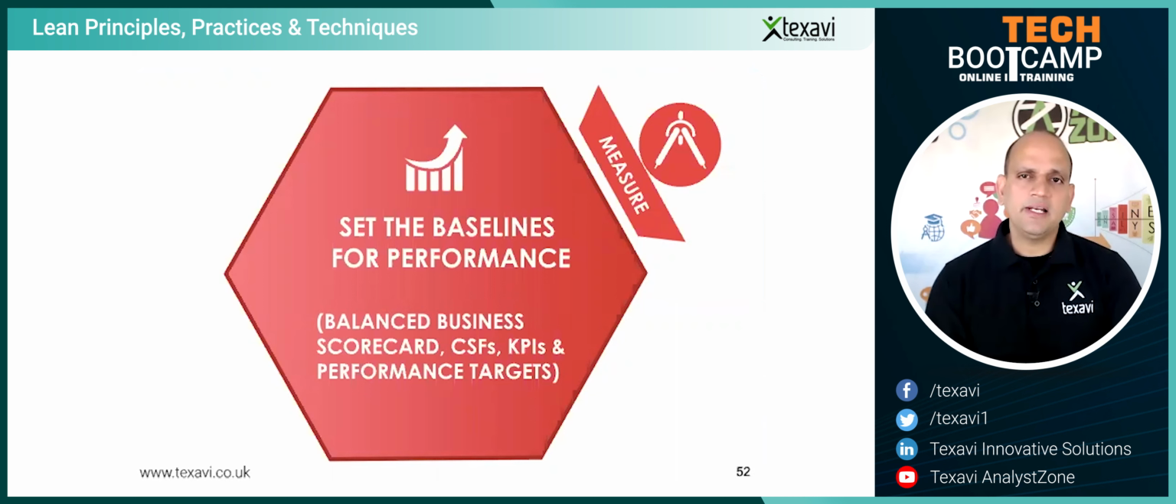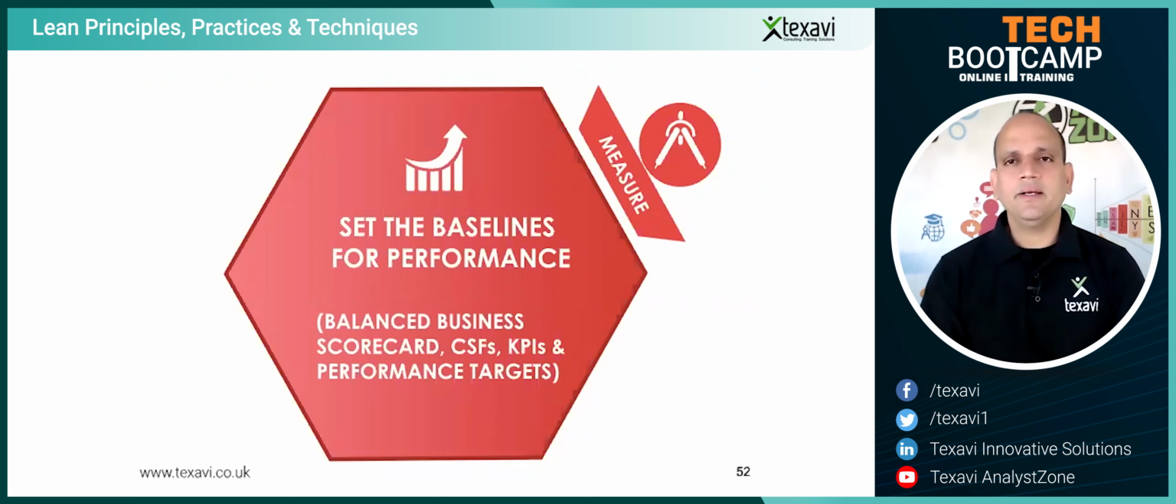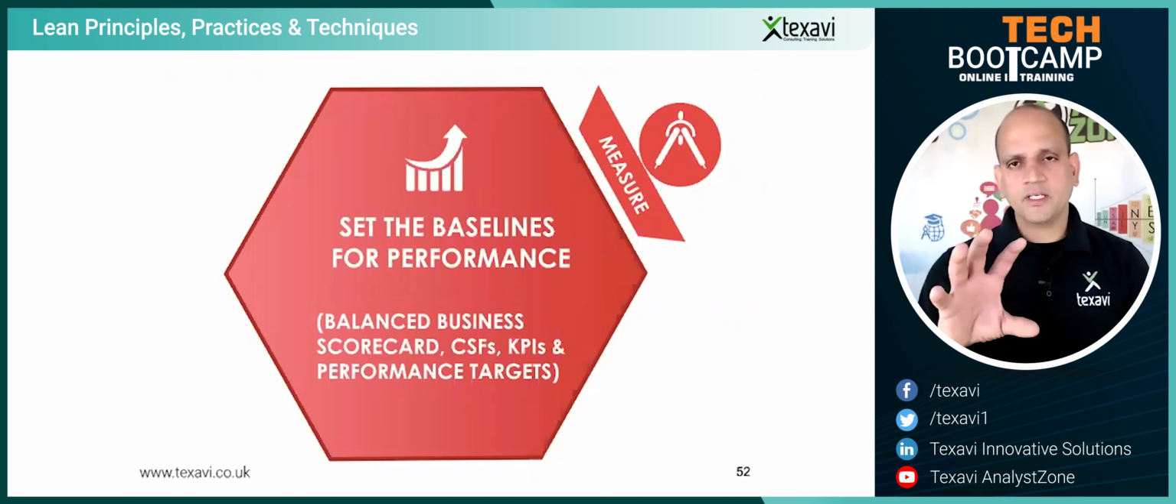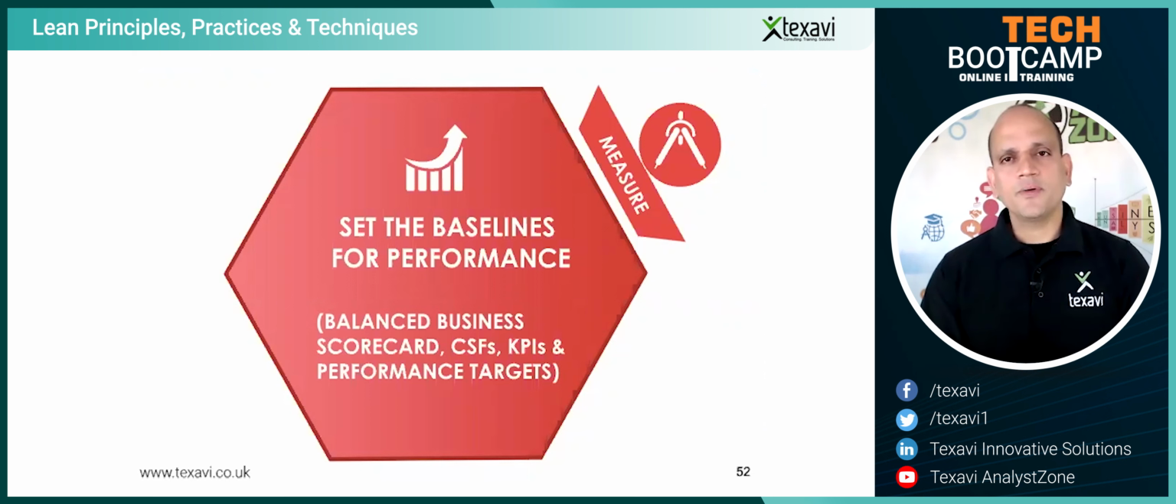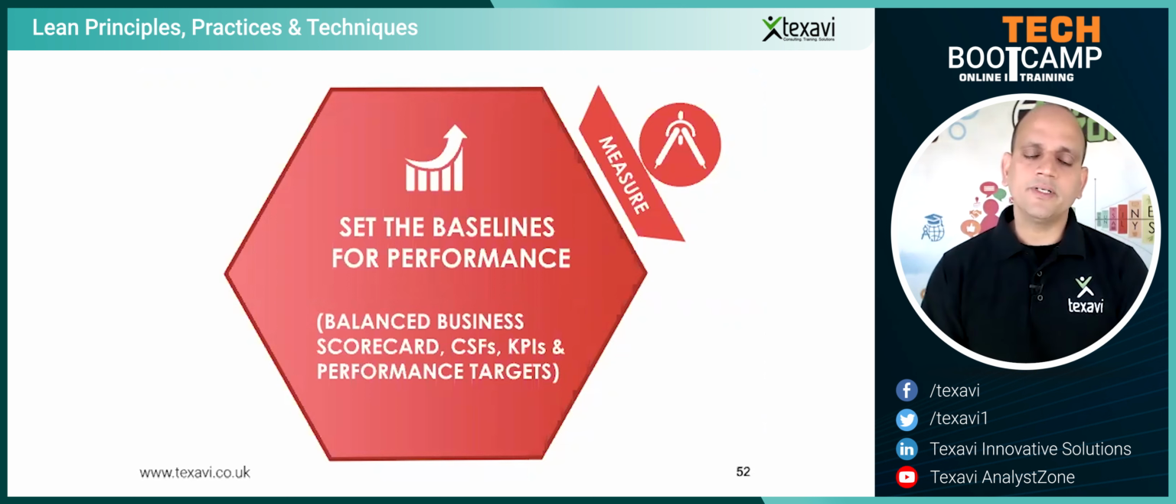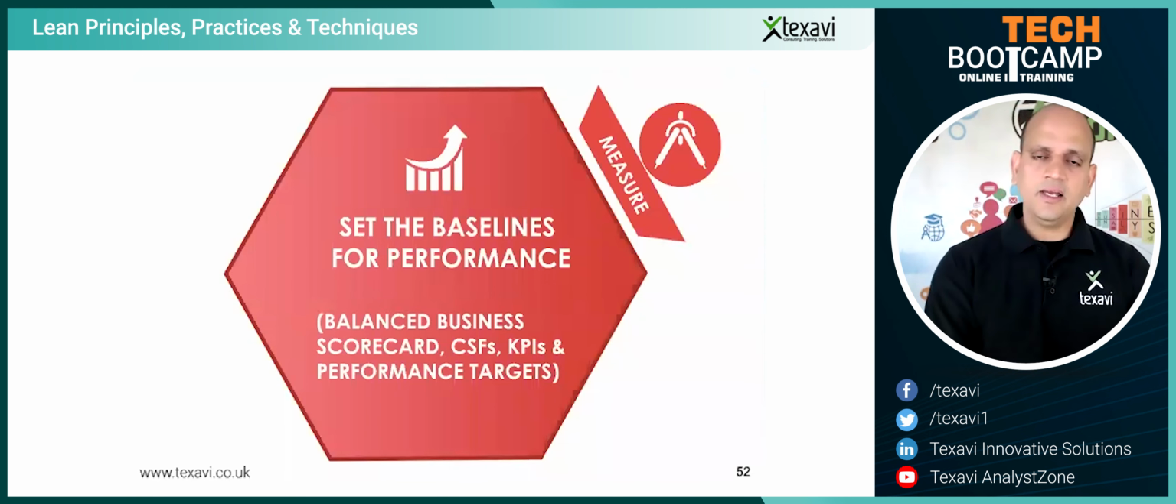And that's where the balanced business scorecard comes in. Remember the tool that we went through during the BA course last month, where we identified those 4 quadrants: customers, learning, internal processes, and finance. And then we identify the CSFs, the critical success factors, the key performance indicators, KPIs, and then the performance targets. We set these clearly as to what we are measuring.